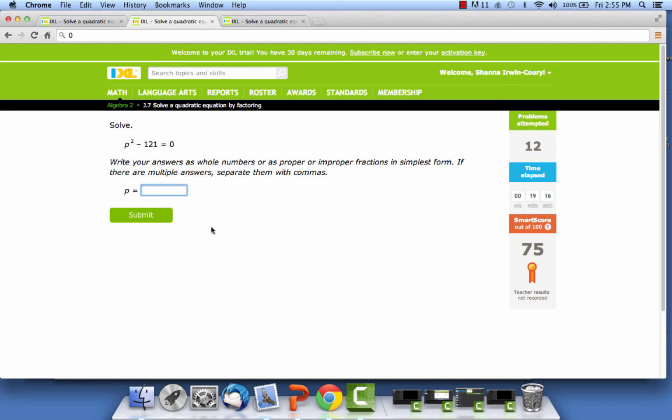Okay, real quick, because this one is a difference of squares, it's p minus 11, p plus 11, so we'll end up with plus 11 and minus 11. Okay. Alright, I'm going to wrap this video up and then do the quadratic formula last.